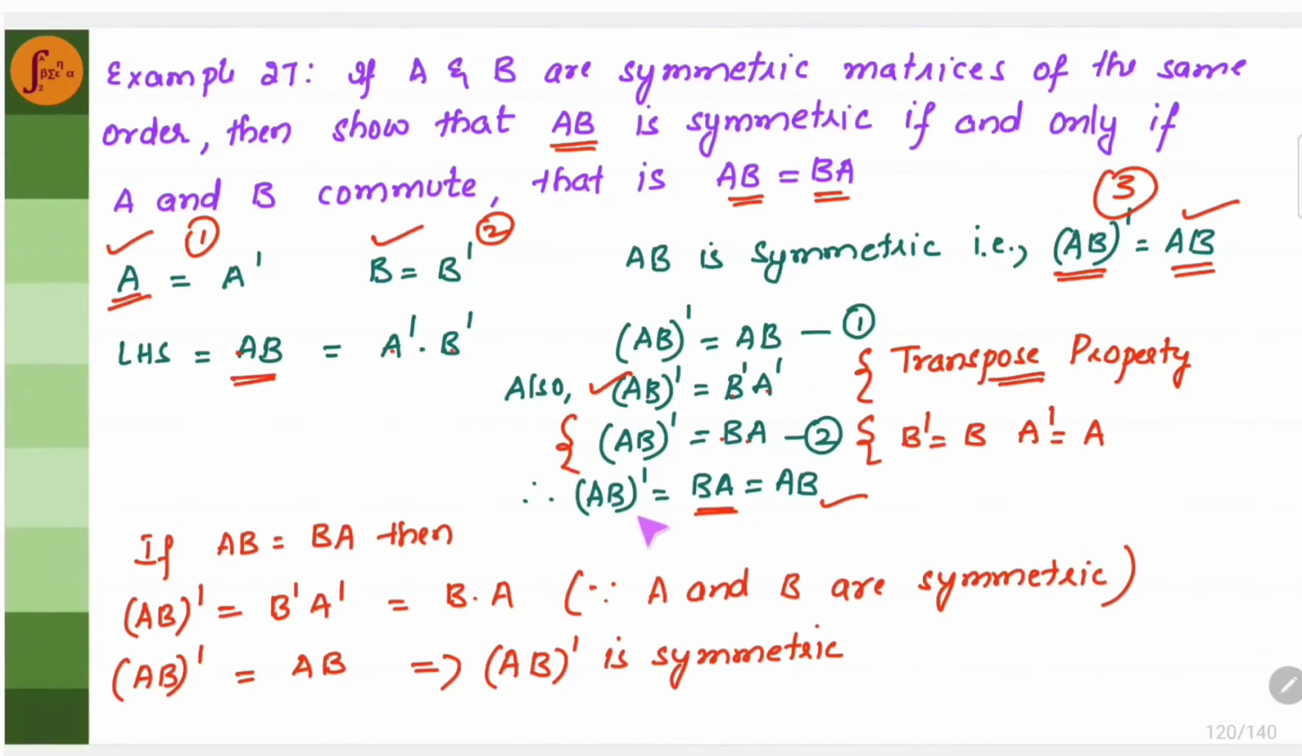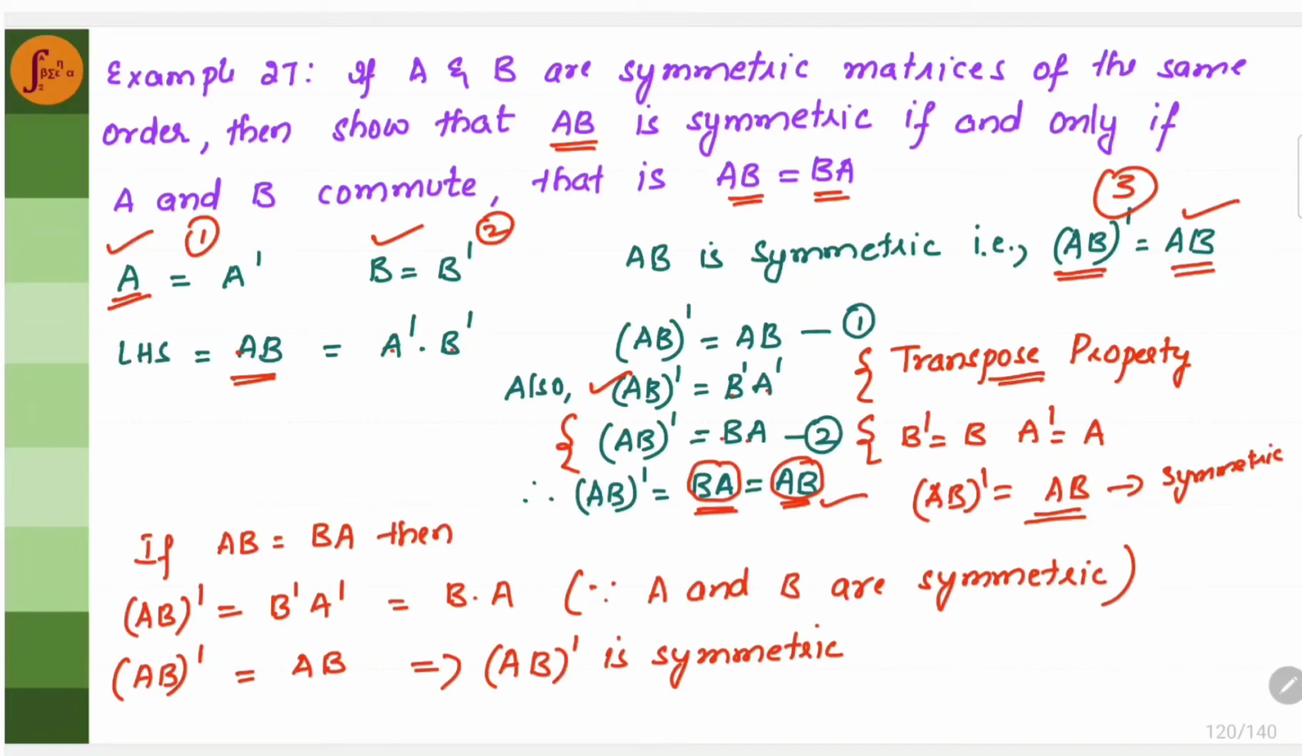But we need AB transpose to be equal to AB, right? But they've told us that AB is equal to BA. Only if AB is equal to BA can we call AB a symmetric matrix, because here we have got BA, but what we need is AB. So we'll have to say that BA is equal to AB. Only if B into A is equal to A into B, then we can say AB transpose is equal to AB, which means AB is a symmetric matrix.